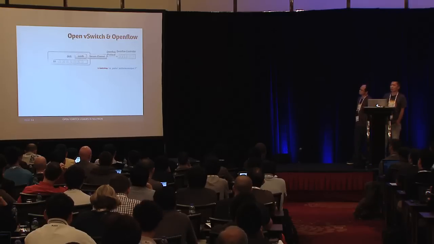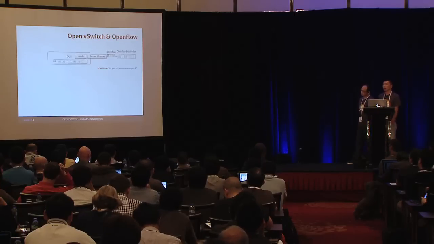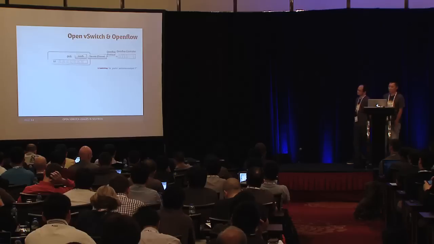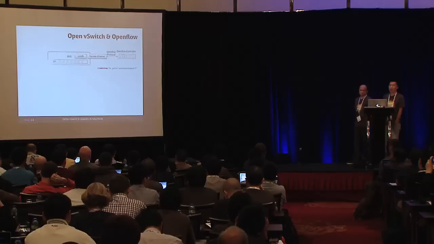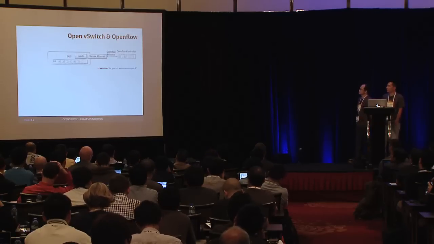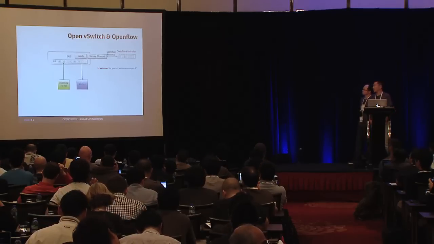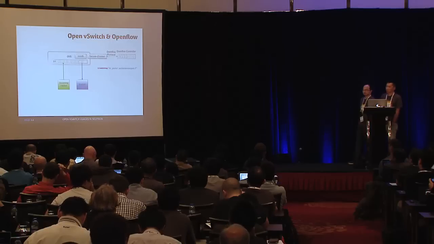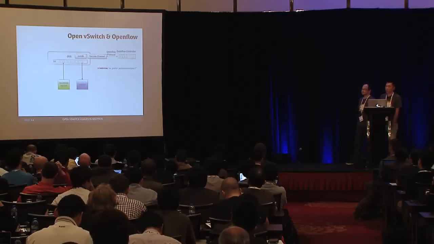A flow usually contains at least one flow description and at least one action. In this case, we have the flow description with in_port wildcarded. The action is output 7. So with this diagram, the incoming packets sent to port 2 or any port, the outgoing packets will be sent to port 7.